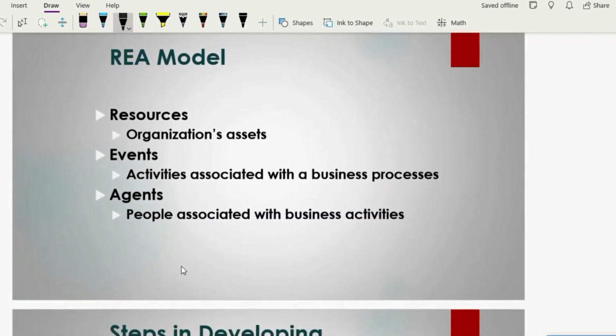How do we design the databases? We design the databases with the help of the REA model. We discussed it in the previous lessons: R means resources, which means organizational assets; events include all the activities related to business transactions; and then we have agents. Agents are people associated with these business activities. They could be insiders, they could be outsiders.